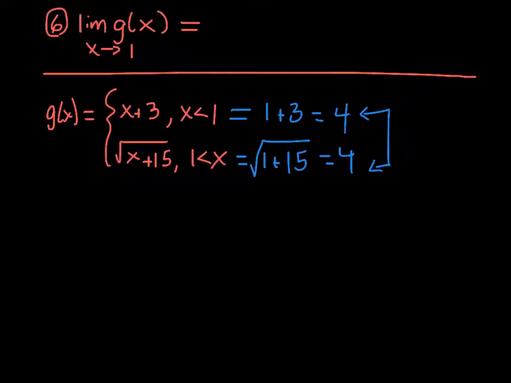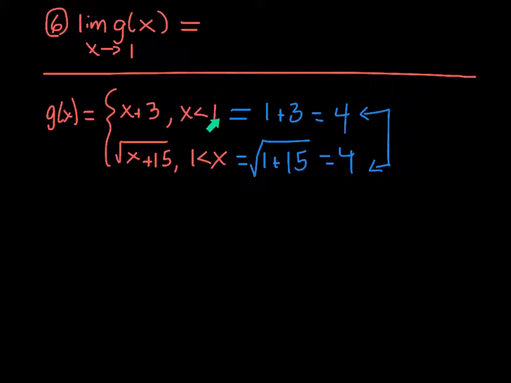Okay? So basically what that means is the limit coming from the left-hand side, where these values are less than 1, is equal to the limit coming from the right-hand side, when these numbers are greater than 1.